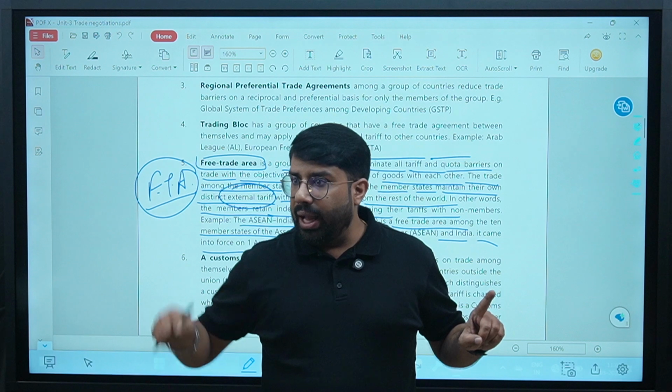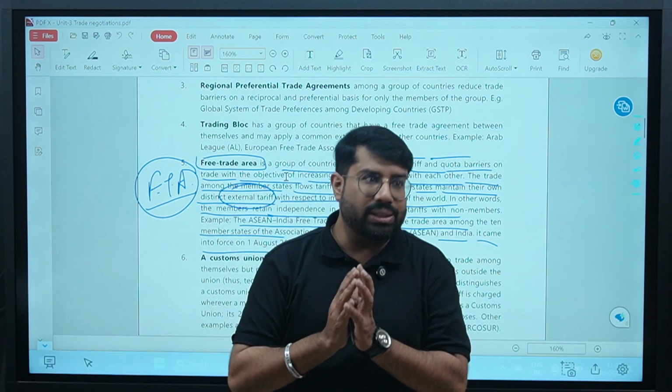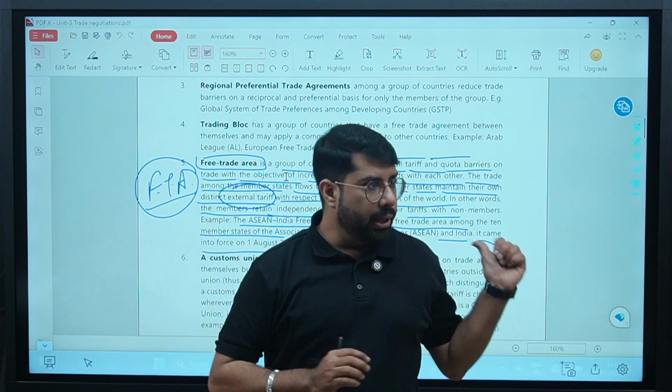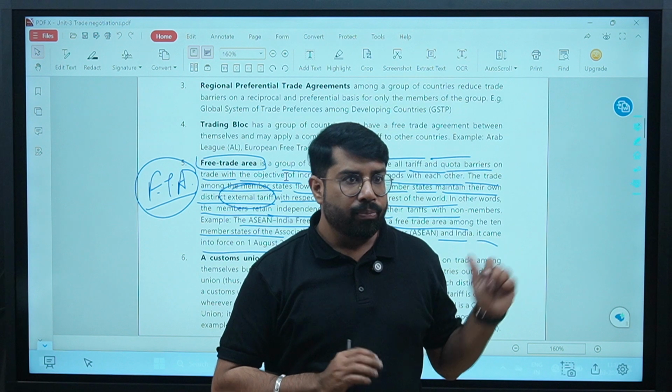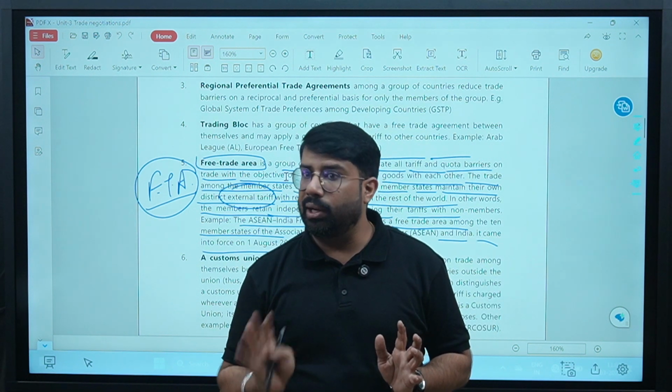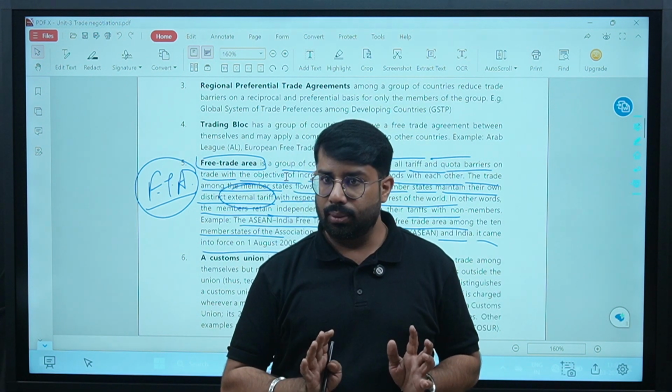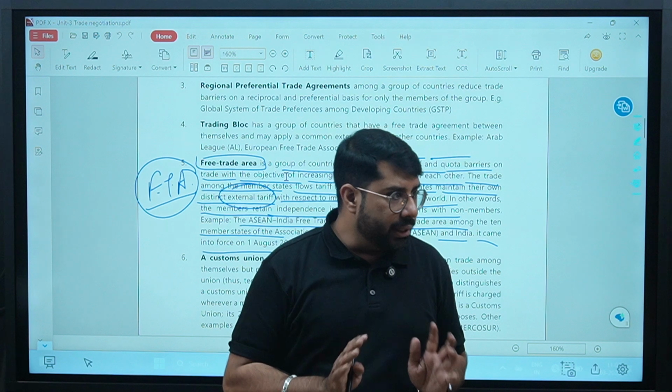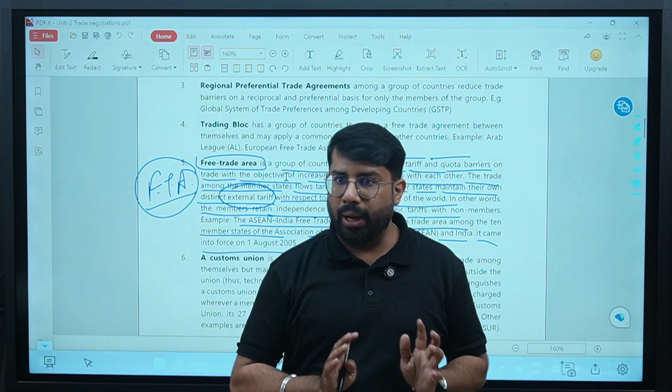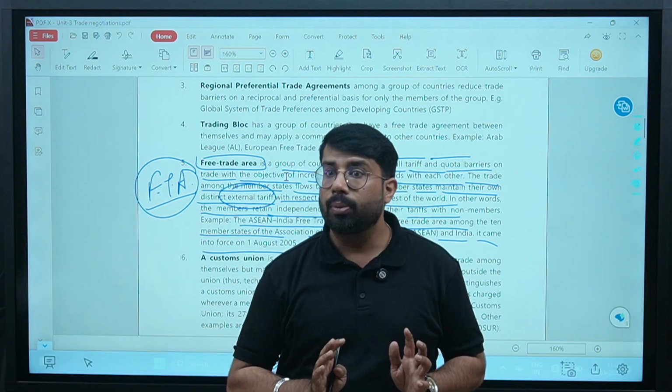In trading bloc, every member country was collectively deciding how much tariff should be charged. In the free trade area, they are not deciding it collectively, it is their individual decision. Do we understand this thing? Yes or no? Any doubts, any confusions? Clear?